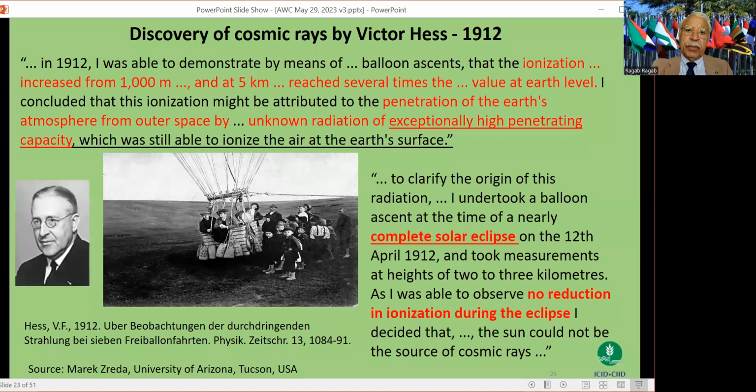But recently, based on the findings of Victor Hess from Germany, using his hot air balloon, he found that there is radiation from outer space, cosmic rays, with exceptionally high penetrating capacity that also ionizes air at the Earth's surface. So what he found is that when the cosmic rays come from outer space and get closer to the biosphere, closer to the Earth's surface, they interact with the biosphere and generate neutrons.